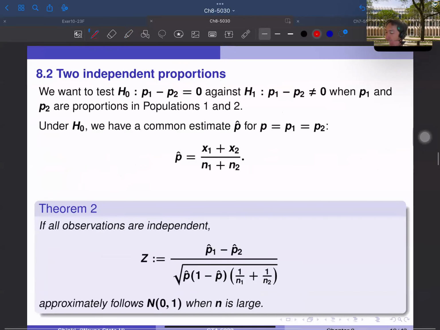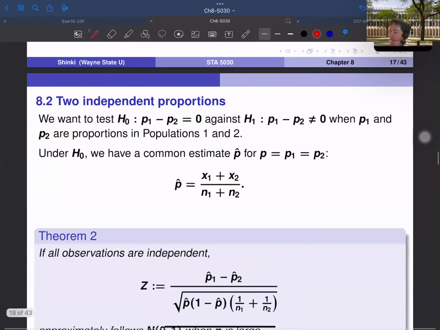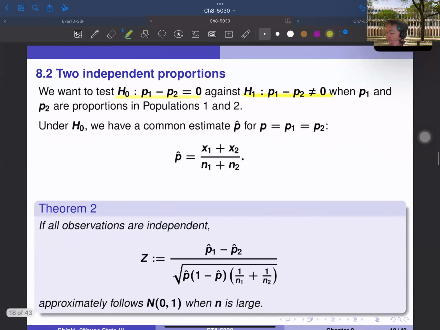So this is the case. Our null hypothesis is P1 minus P2 is equal to 0. It can be D, but in case of D, the test is more complicated than what we will discuss on this page. And H1 is P1 minus P2 is not equal to 0. So we want to test.